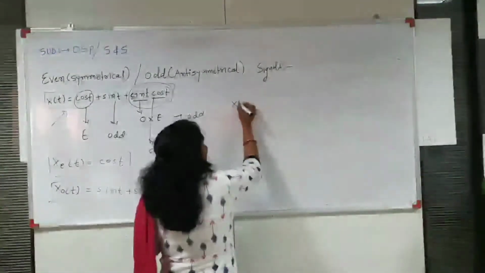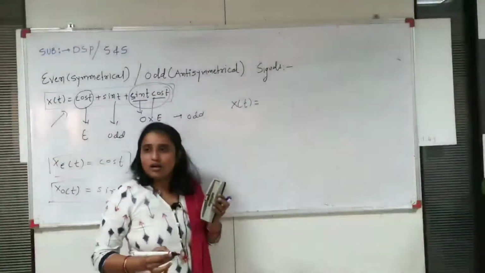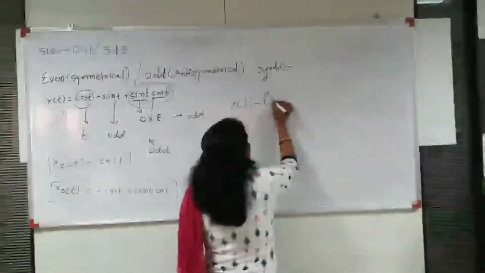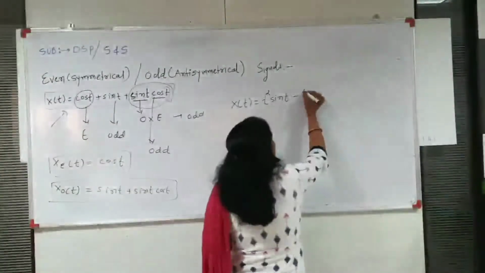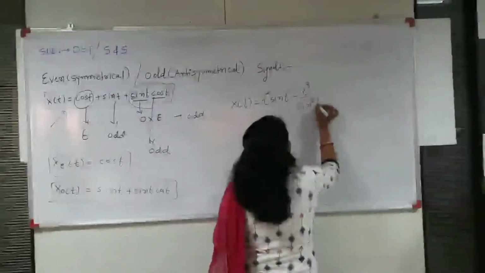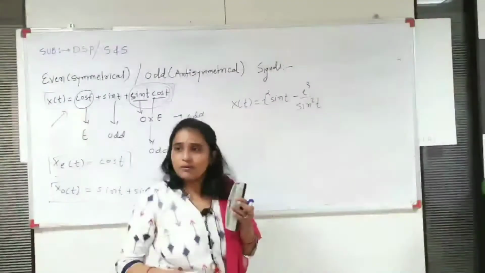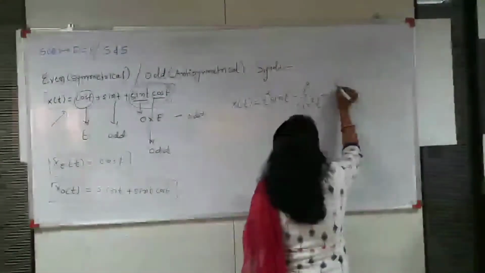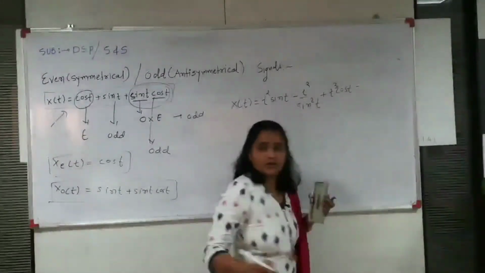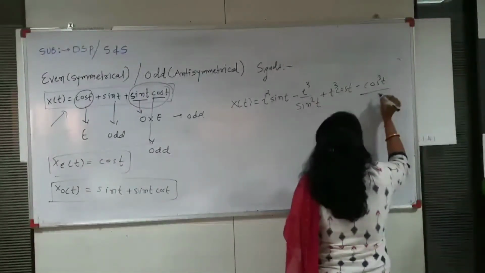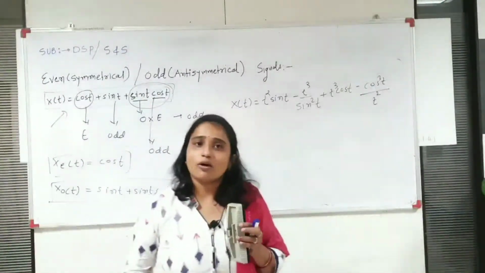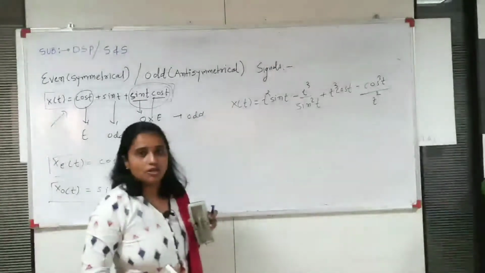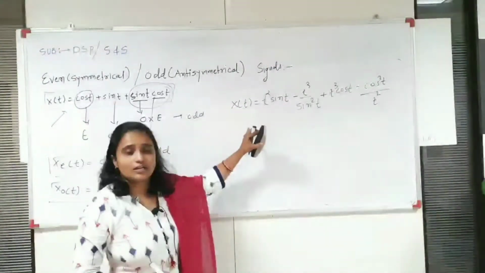So x of t is equal to t square sin t minus t cube sin square t plus t cube cos t minus cos cube t upon t square. Okay, now we are finding the even and odd components of this general signal. So right now we are applying these properties.